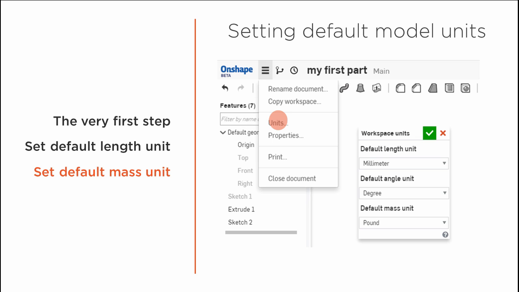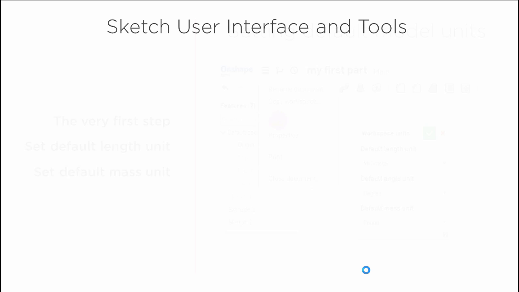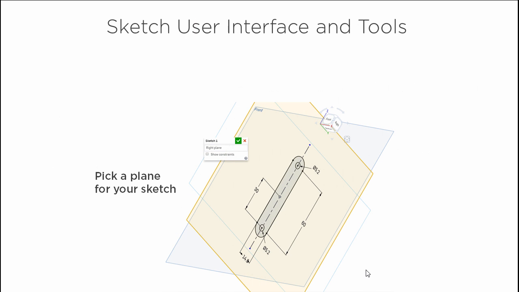You can also set the default math unit, you know, how heavy something is in either pounds or kilograms, but we can ignore that for now since we're not really doing anything with that particular thing. So after you've set the units, it's time to pick a plane in your model space and start your sketch.